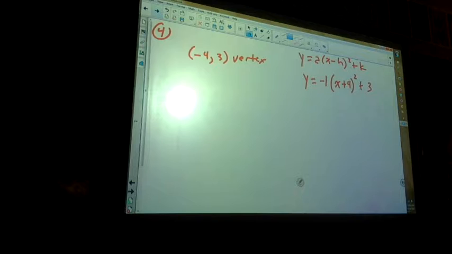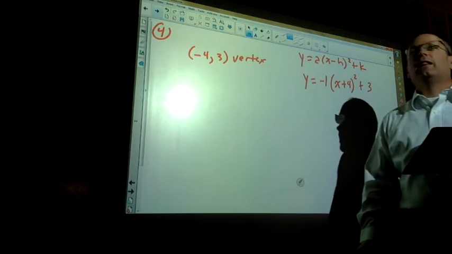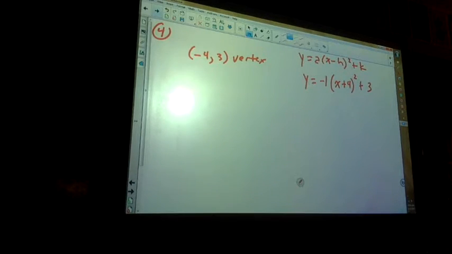Rom, just so you save face, yes, you could just have a negative out front. Just trying to head off the question. But if you keep with the -1, you'll get the guaranteed A in this class. Rom won't. That's not fair. All right.